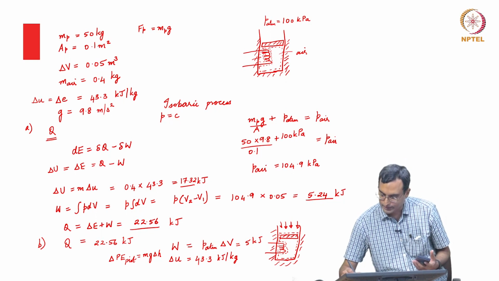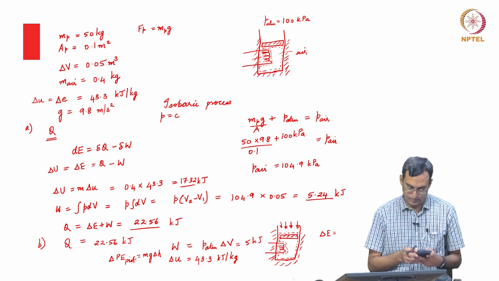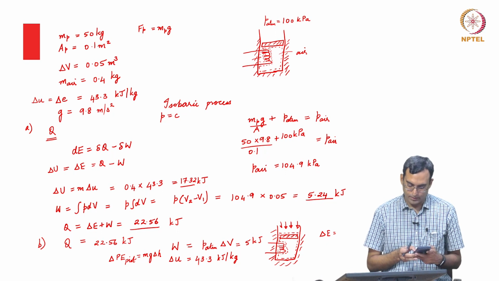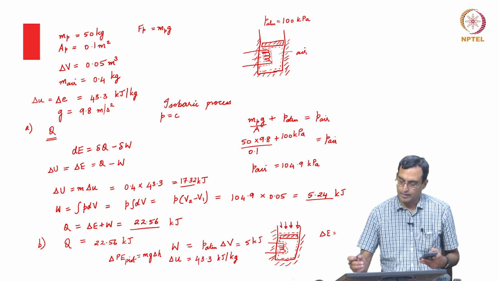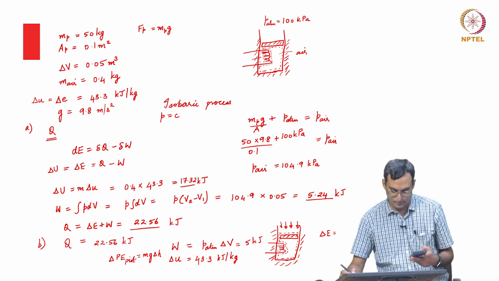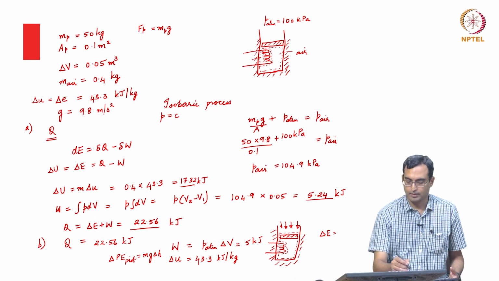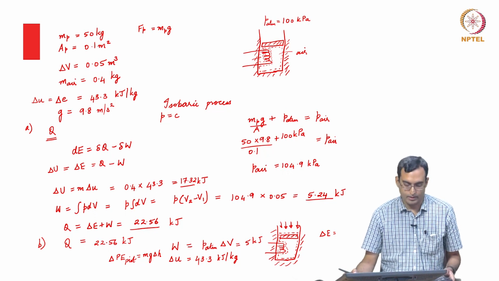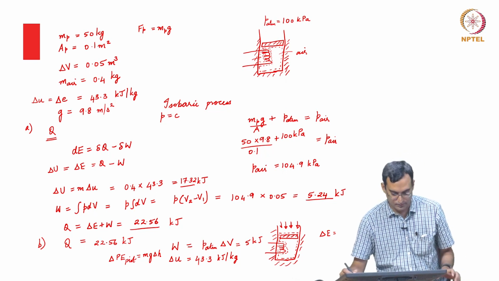So, if I was to look at delta E for this system, it would be 43.3 into the mass of air, which is 0.4, plus mass of piston, which is 50 kg, into acceleration due to gravity, which is 9.8, into the height moved by the piston, which I do not yet know. So, I can find out the height moved by the piston because I know the area of this piston, I know the initial volume, I know the final volume. So, I can find out what is the height by which this piston moves. So, putting those together, I should be able to find out this value.